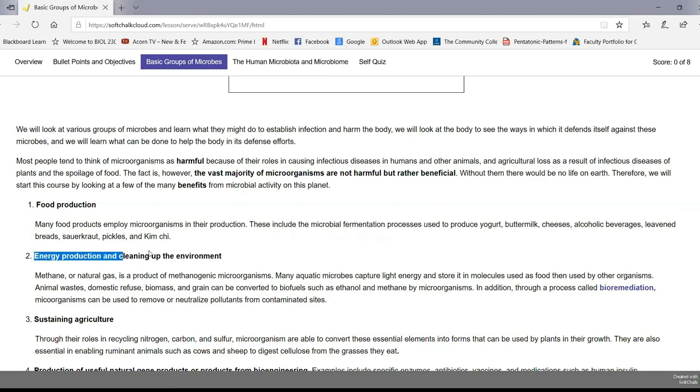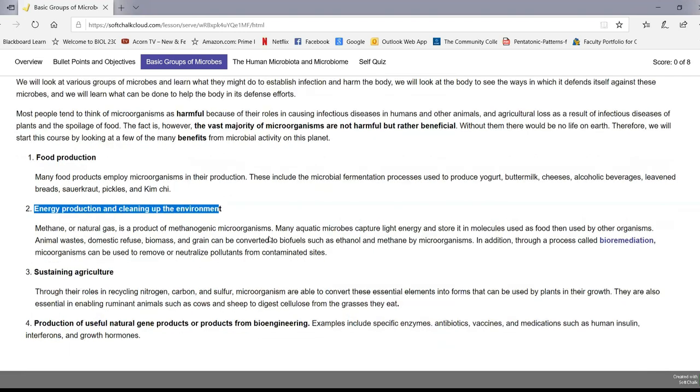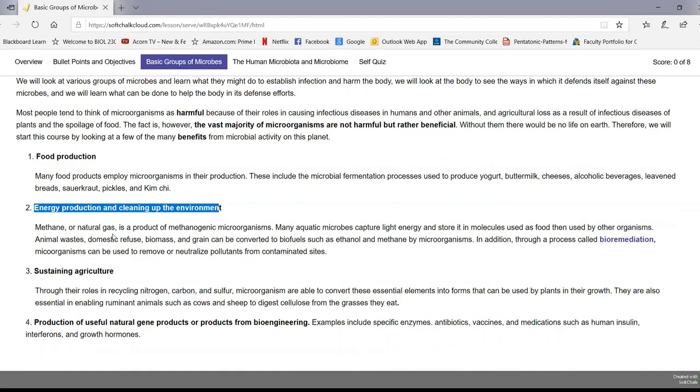Microorganisms can be used in energy production and cleaning up the environment. Methane gas or natural gas is a product of methanogenic microorganisms. Many of the aquatic microbes, especially the algae, capture light and store it as molecules that are used as food by other organisms. Things like animal waste, domestic refuse, biomass, and grain can be converted into biofuels like ethanol or methane. And through a process called bioremediation, we can use microorganisms to remove or neutralize pollutants from sites that have become contaminated.